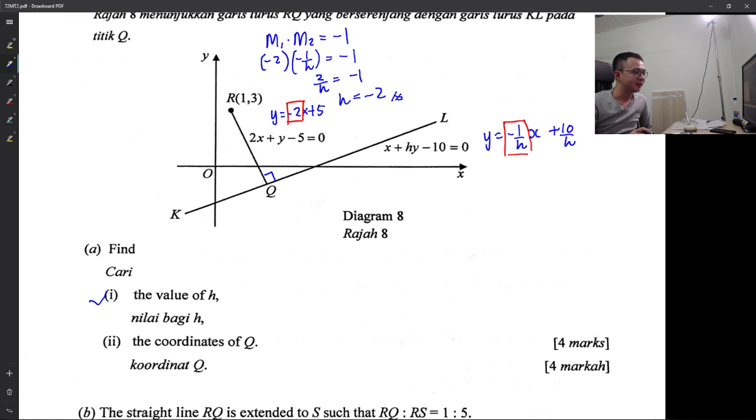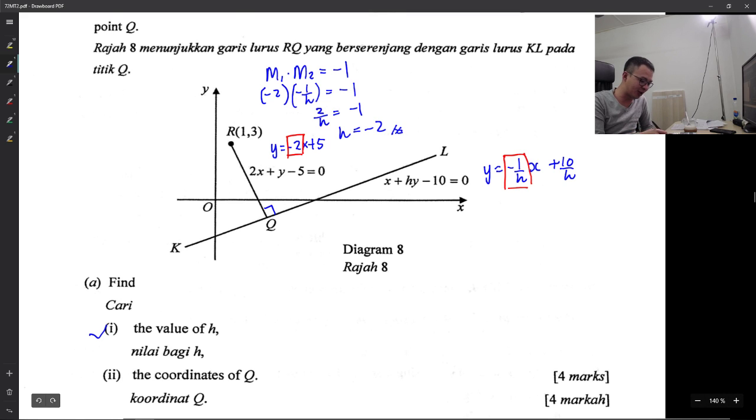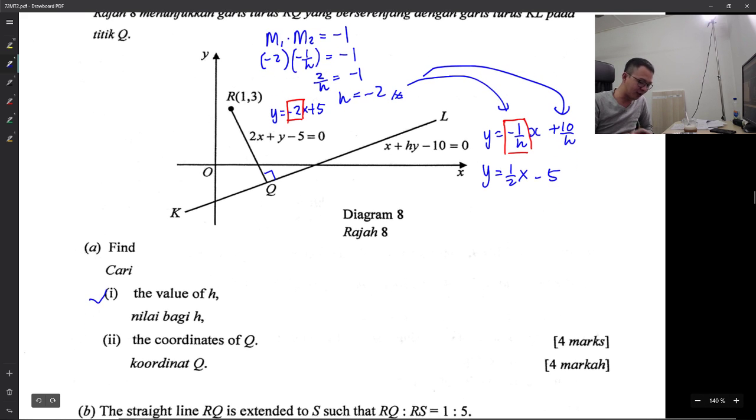Then they ask you to find the coordinate of Q. Q is the intersection between RQ and KQL, right? So you just sub the equation into each other. This equation should be 1 over 2x plus -5. If you sub the -2 into both of these, you should easily get the equation I'm writing here. So in order to find the coordinate of Q, I will sub both equations together. So I get -2x plus 5 equals 1 over 2x minus 5.